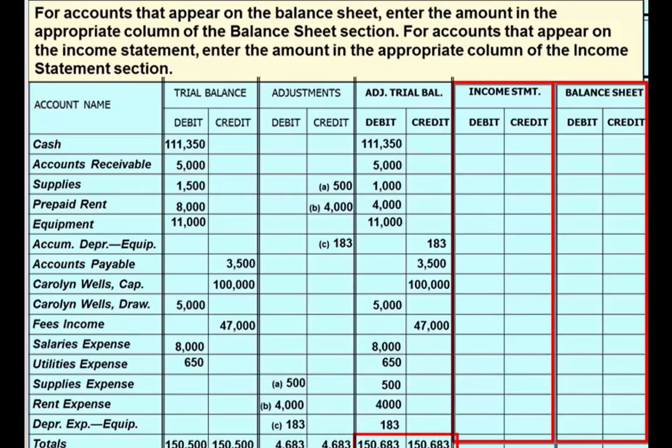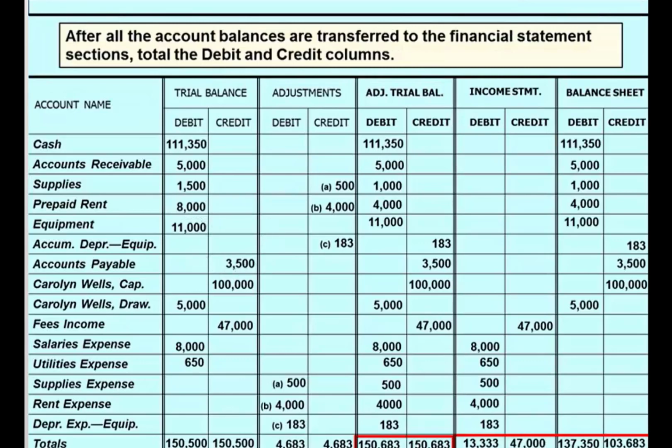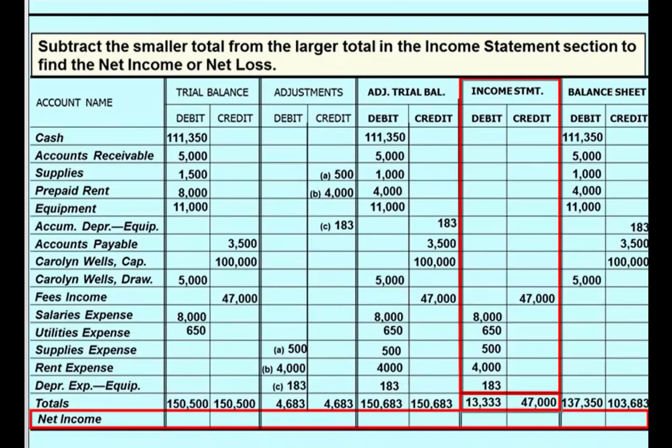The only exception to this rule of balance sheet and income statement is the drawing account. This account, when included in the adjusted trial balance, is moved over to the balance sheet section, even though it doesn't show up on that statement. Rather, it shows up on the statement of owner's equity. After all balances have been transferred, foot the 4 columns. Notice that the totals of the last 2 sections, income statement and balance sheet, do not balance. More on the next slide.